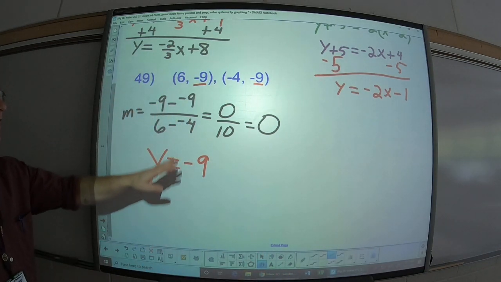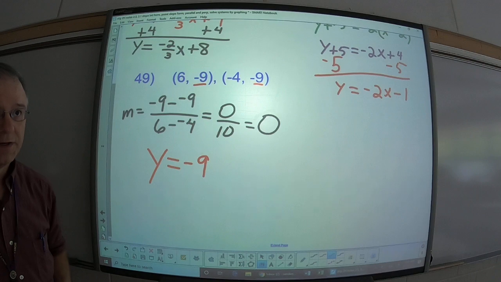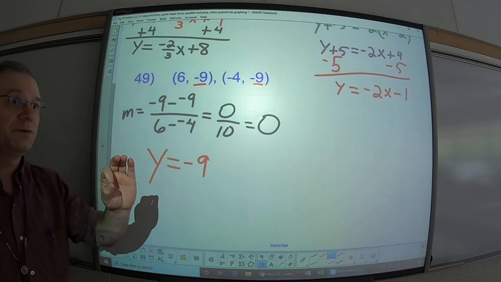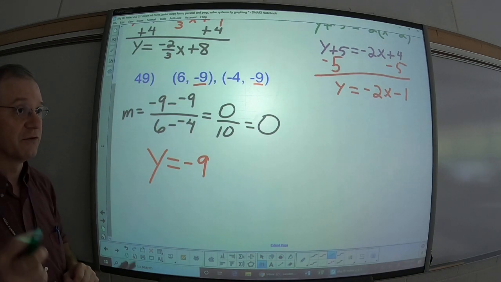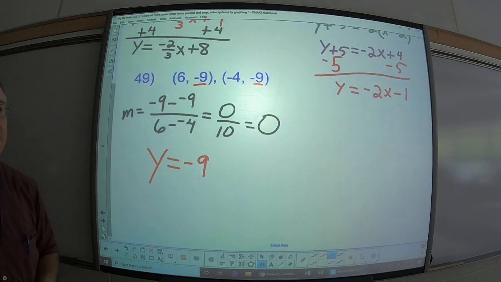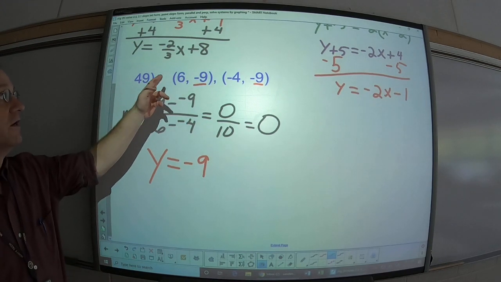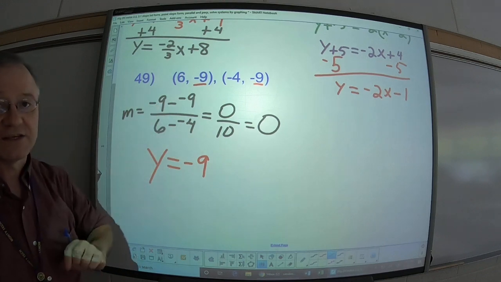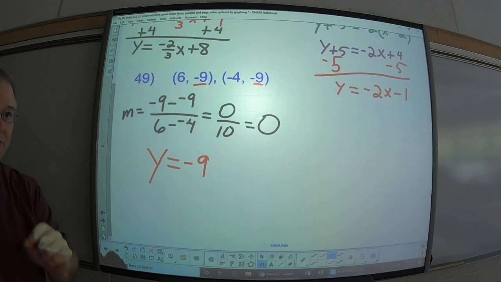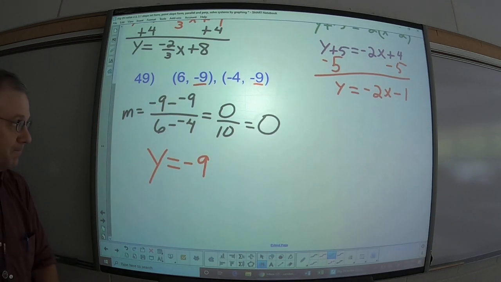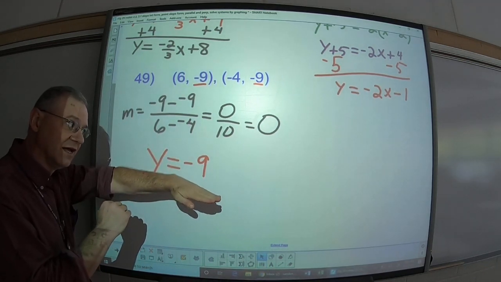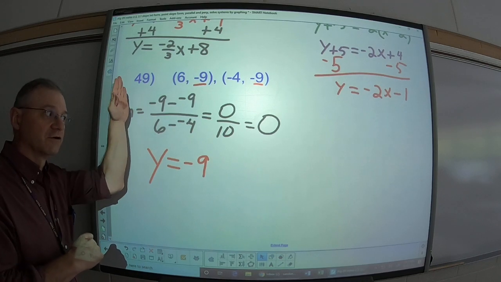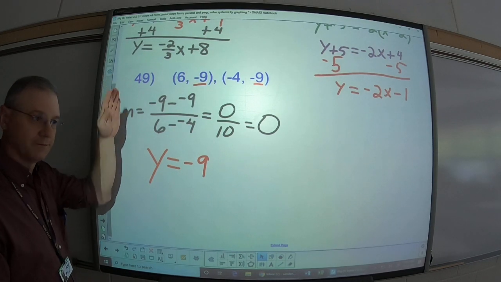If we had one where x was the same but y was different, then it would be a vertical line, because you'd have 0 on the bottom. And remember from yesterday, that represents a vertical line with undefined slope. So x equals whatever the x coordinate is, if they're the same in both points but the y's are different. All right, so horizontal lines: y equals a number. Vertical lines: x equals a number.